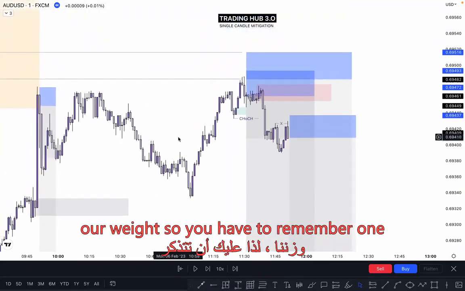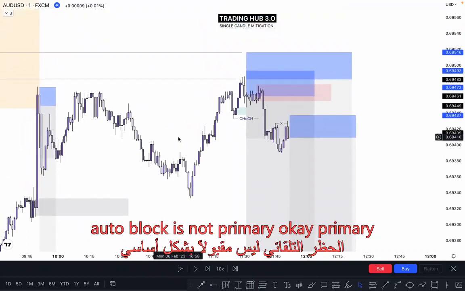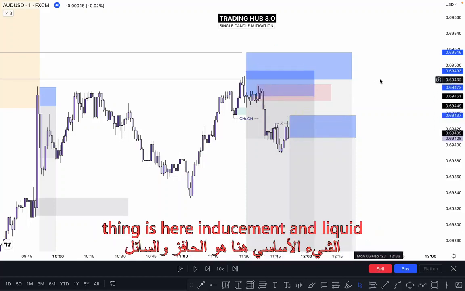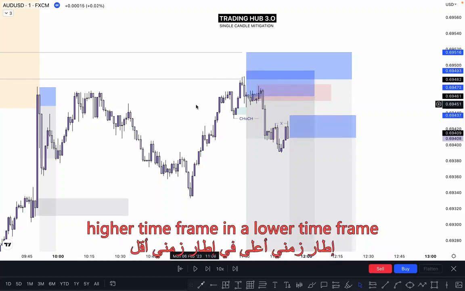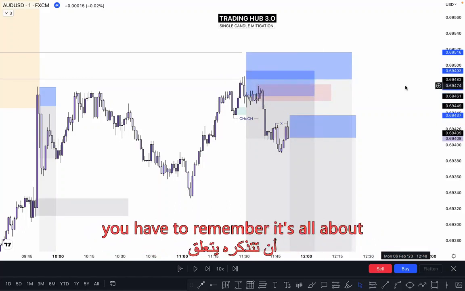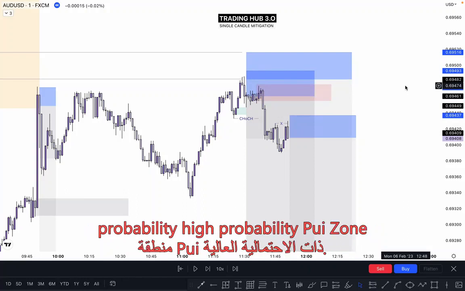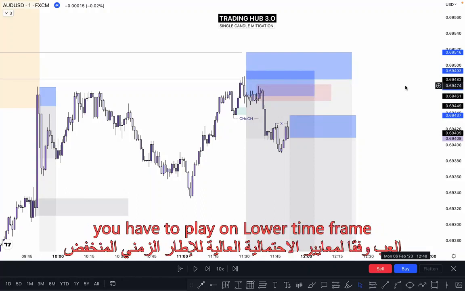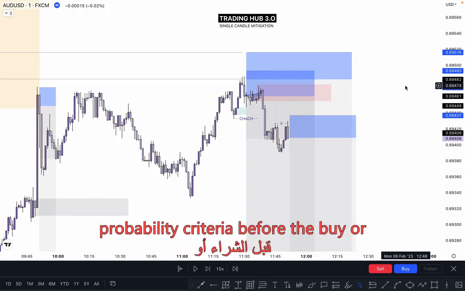And some people are afraid about why we are selling here, because the unmitigated order block is above it. So you have to remember one thing, inducement and liquidity are main, order block is not primary. Okay, primary thing here is inducement and liquidity, which is already grabbed here in a higher time frame, in a lower time frame, everywhere, right? And one more thing you have to remember, it's all about probability. You have to play on probability, high probability POI zone. You have to play on lower time frame, high probability order block, high probability criteria before the buy or sell.